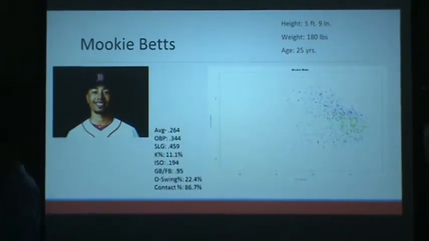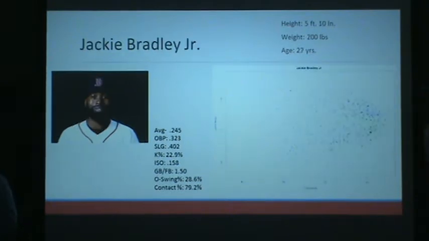So like Mookie Betts, he was kind of a well-dispersed graph. You'll see on some of our other players that, like Gallo, almost everything is up, fly ball. He almost never hits the ball on the ground. But Betts and our other player, Jackie Bradley too, they're able to kind of spray the ball better, or they take a different approach at the plate.